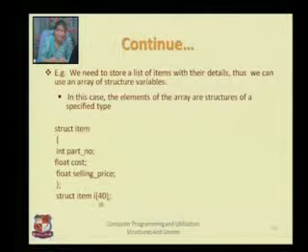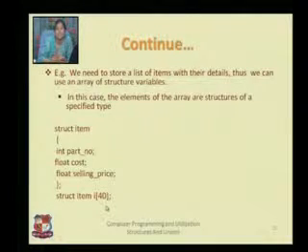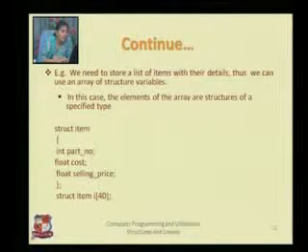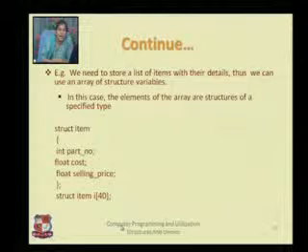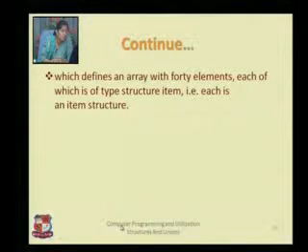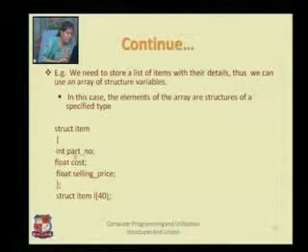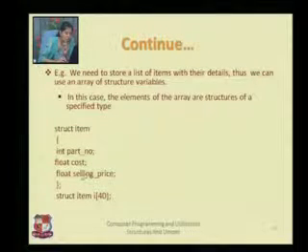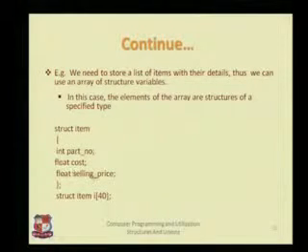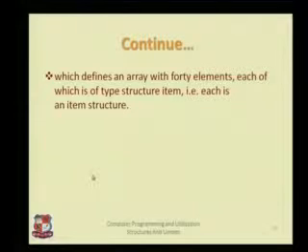Struct item I of 40 means suppose in my inventory I have 40 such items which I need to take care of, right? So I am creating an array struct item I of 40. Here this defines an array with 40 elements, each of which has every item. This particular part number, cost and selling price, they are there in each of these 40, right?